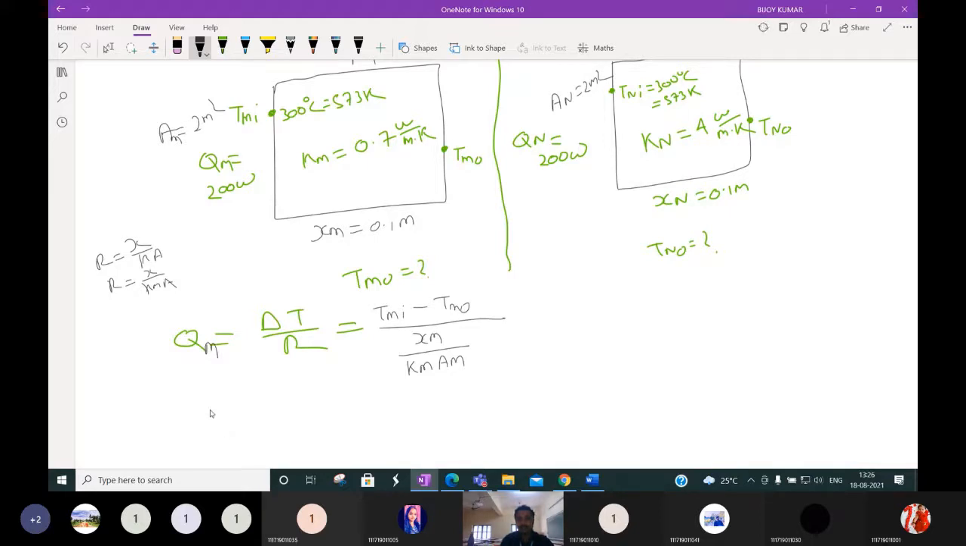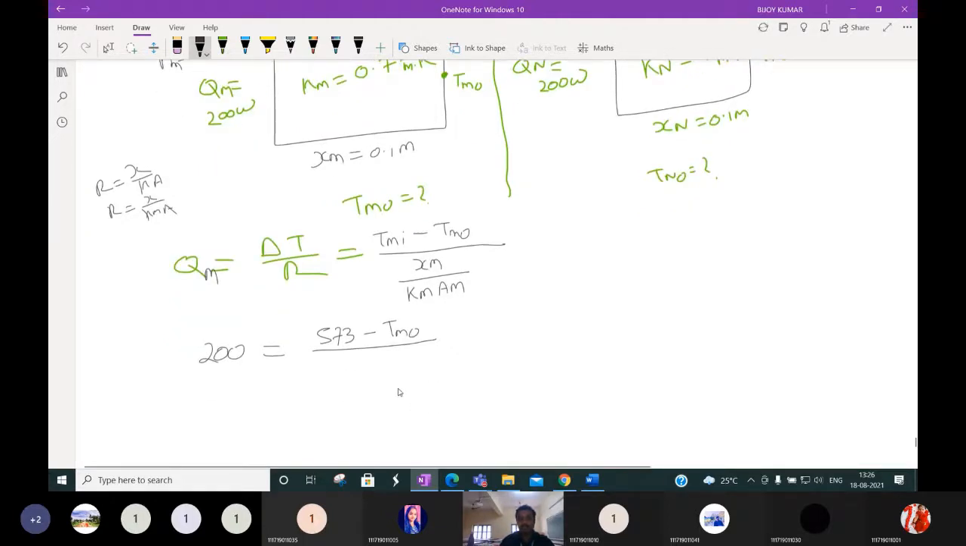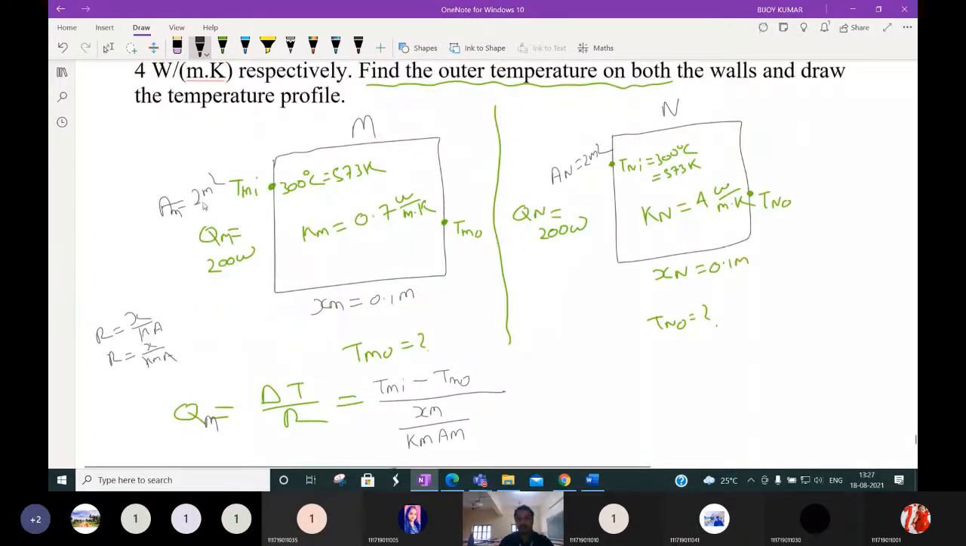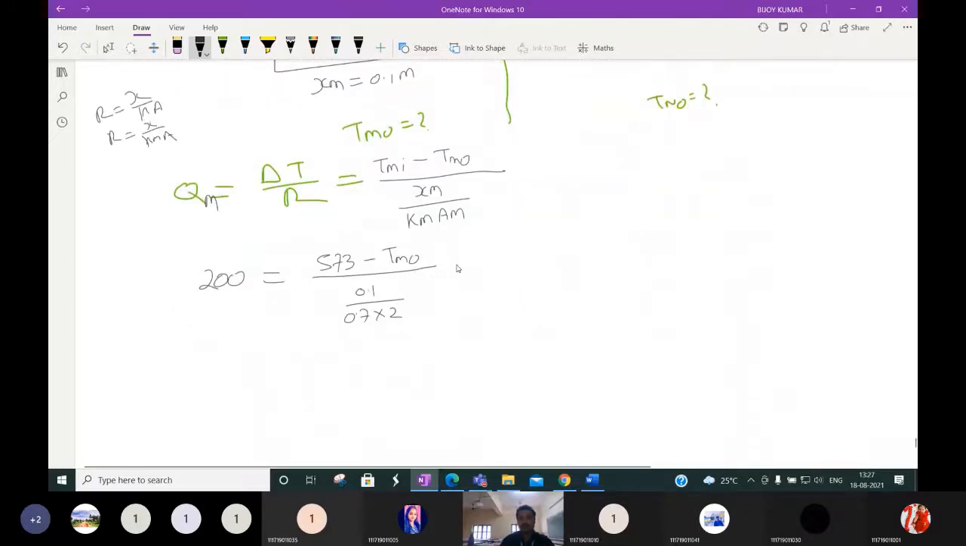So QM is given as 200 watt, equal to TMI, which is given as 573, minus TMO. We have to determine it. Thickness is 0.1 meter, by K value 0.7, and A value 2. All these data are given, so from that we can determine TMO.